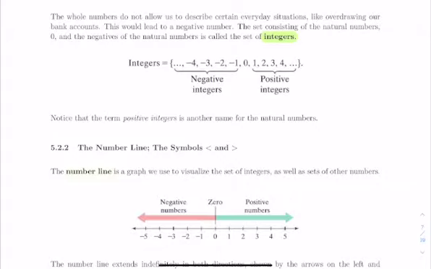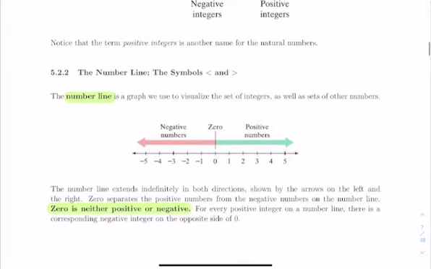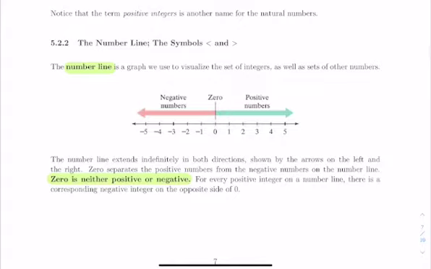The number line is a graph we use to visualize the set of integers as well as the sets of other numbers. The number line extends infinitely in both directions, shown by the arrows on the left and the right. 0 separates the positive numbers from the negative on the number line. 0 is neither positive nor negative. For every positive integer on a number line, there is a corresponding negative integer on the opposite side of 0.